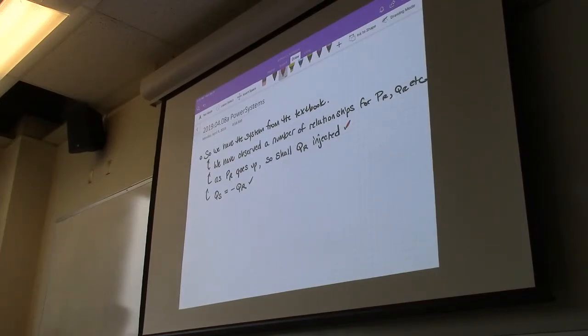So that reactive power must be going somewhere in order to maintain conservation of power, conservation of energy. And where is that power going to go? Into the reactive element of the line.